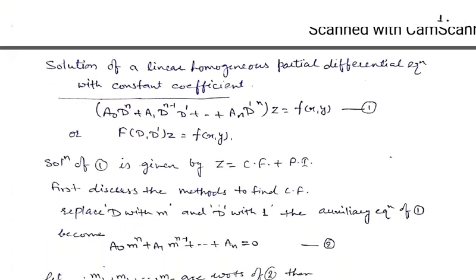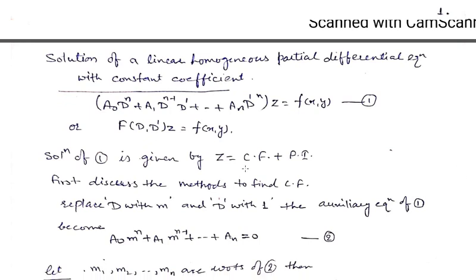Now I will discuss the solution of linear homogeneous partial differential equation. Suppose we have a linear partial differential equation of nth degree, means nth order homogeneous. Its solution consists of two parts, CF and PI. First we look at how to find the complementary function. Complementary function is the solution of the given equation when the right hand part is 0.